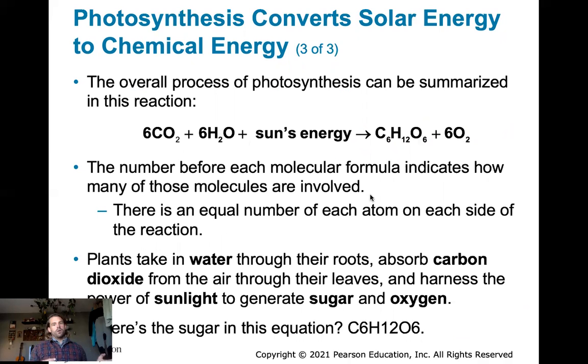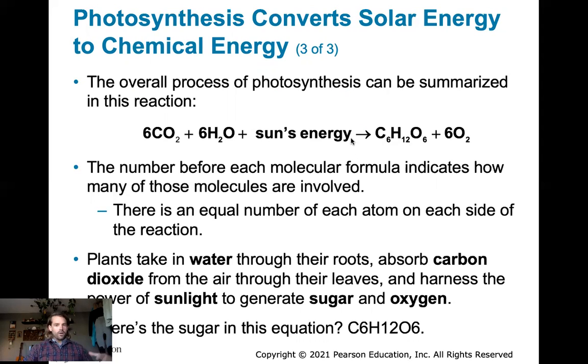So the number before each molecule in the formula indicates how many of those molecules are involved. So 6 and 6, for example. And there's an equal number of atoms on each side of this reaction, right? So what I'm saying is that all of the carbons here are accounted for here, right? All of the oxygens between water and carbon dioxide on this side of the equation are accounted for here. So you haven't added anything, you've just rearranged how these molecules look. And you've done that via the sun's energy.